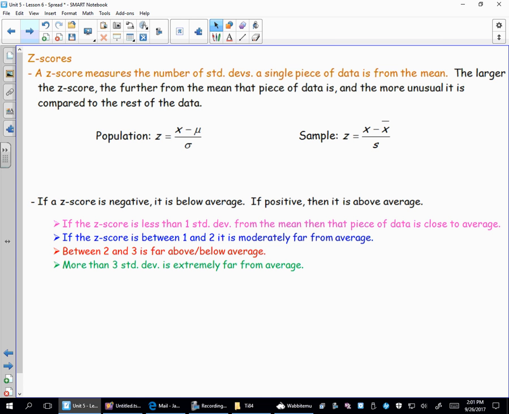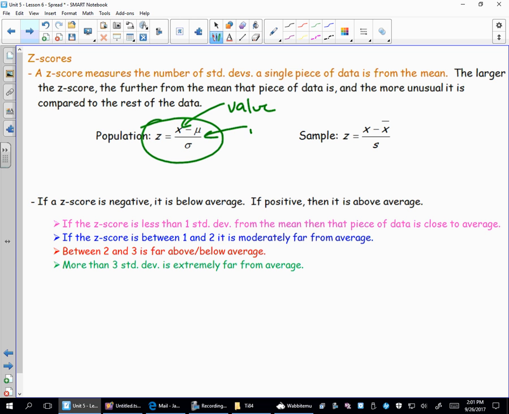Again, we have populations and samples, so the calculation is the same, just the symbols are different. A z-score is found by your value minus the mean, divided by the standard deviation. And that's true for this one, the mean and the standard deviation. If a z-score is negative, it just tells you you're below average. Positive, you're above average. Remember, average is the mean.